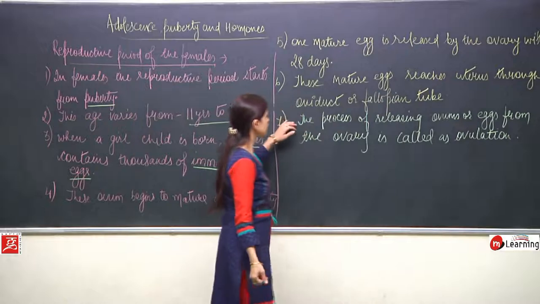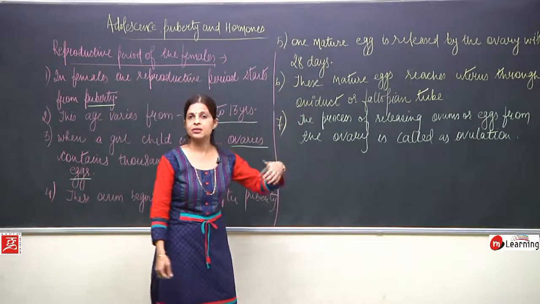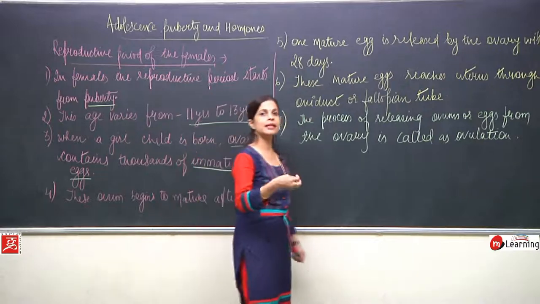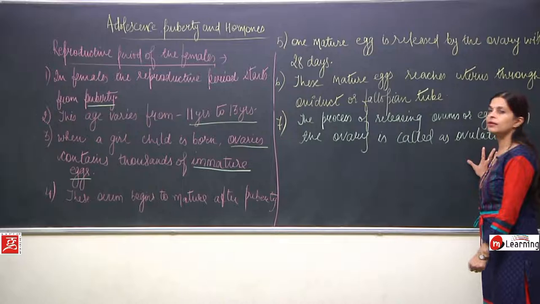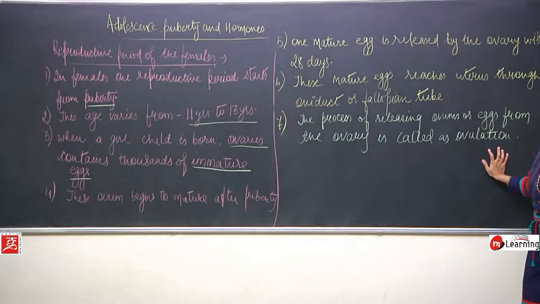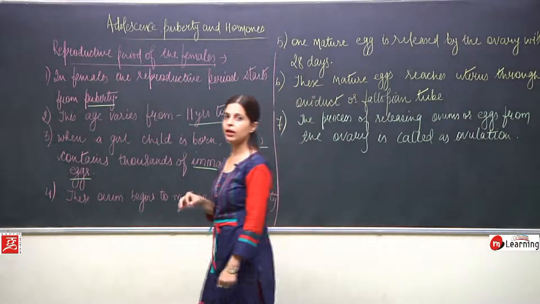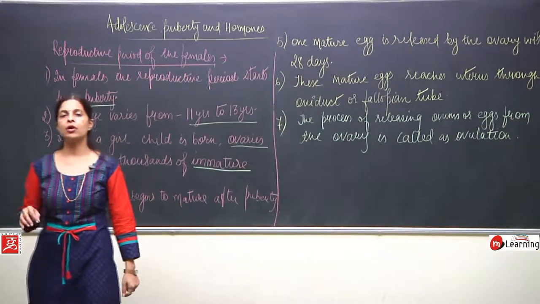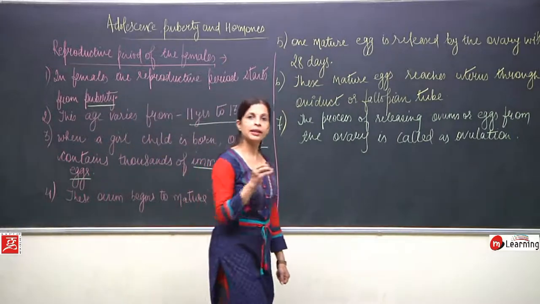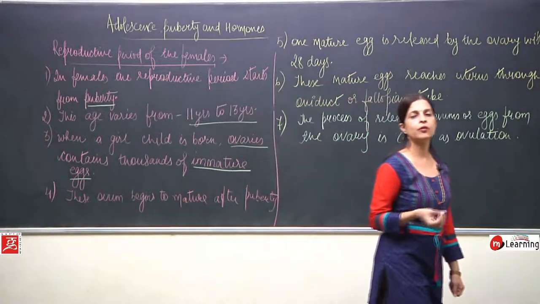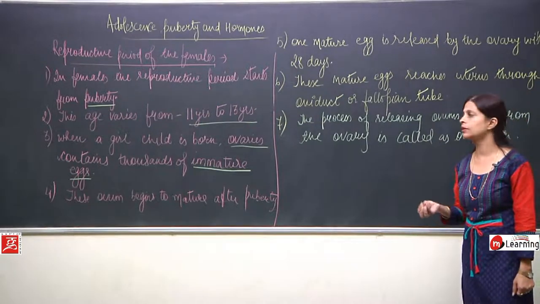Now the process of releasing, that means these ovaries will be releasing mature eggs. That release is known as ovulation. So till now, children, we are talking about the reproductive phase of a female. This begins with the beginning of puberty. The age can be from 11 to 13 or 14 years. It depends from person to person. It varies from one girl to another.